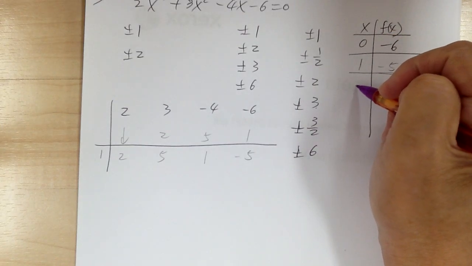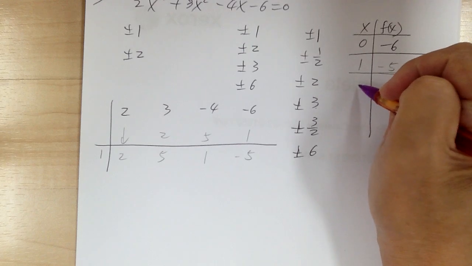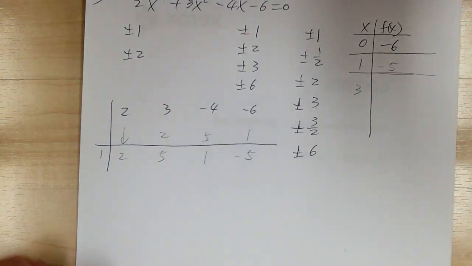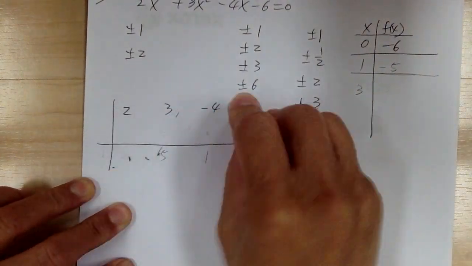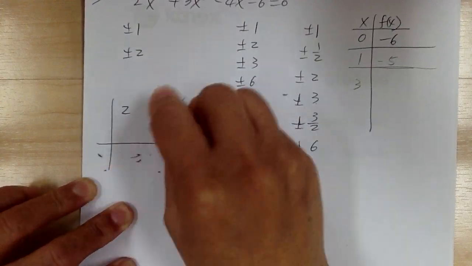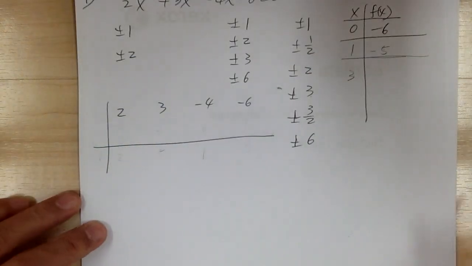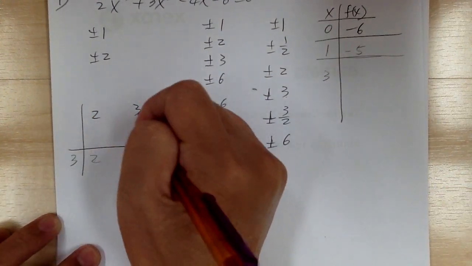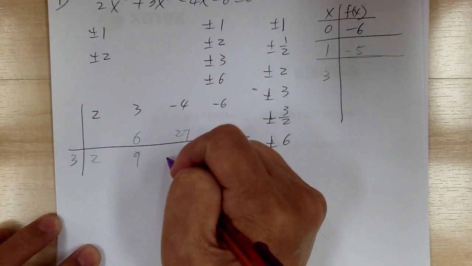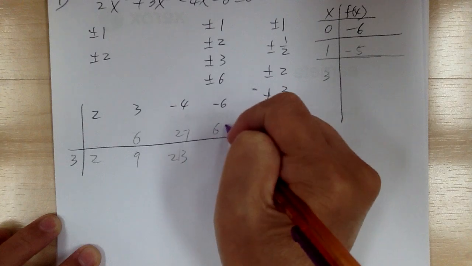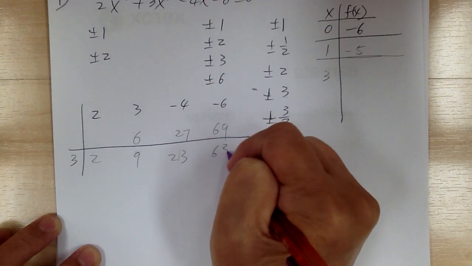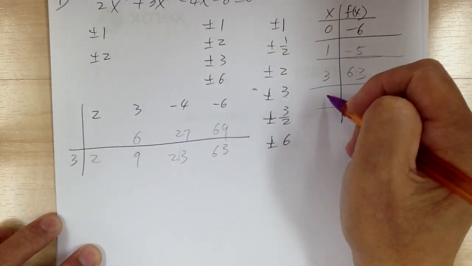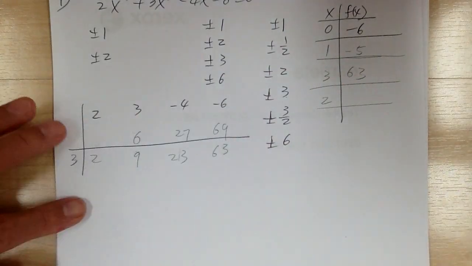So I'm going to try 3, because it's kind of going slow, so I want to go a little bit quicker. So I'm going to try 3, see how it comes out. So I drop, multiply, add, multiply, add, multiply, add. Okay, so when I try 3, it's really too much. So I'm going to try halfway in between. I'm going to try 2 and see what I get.